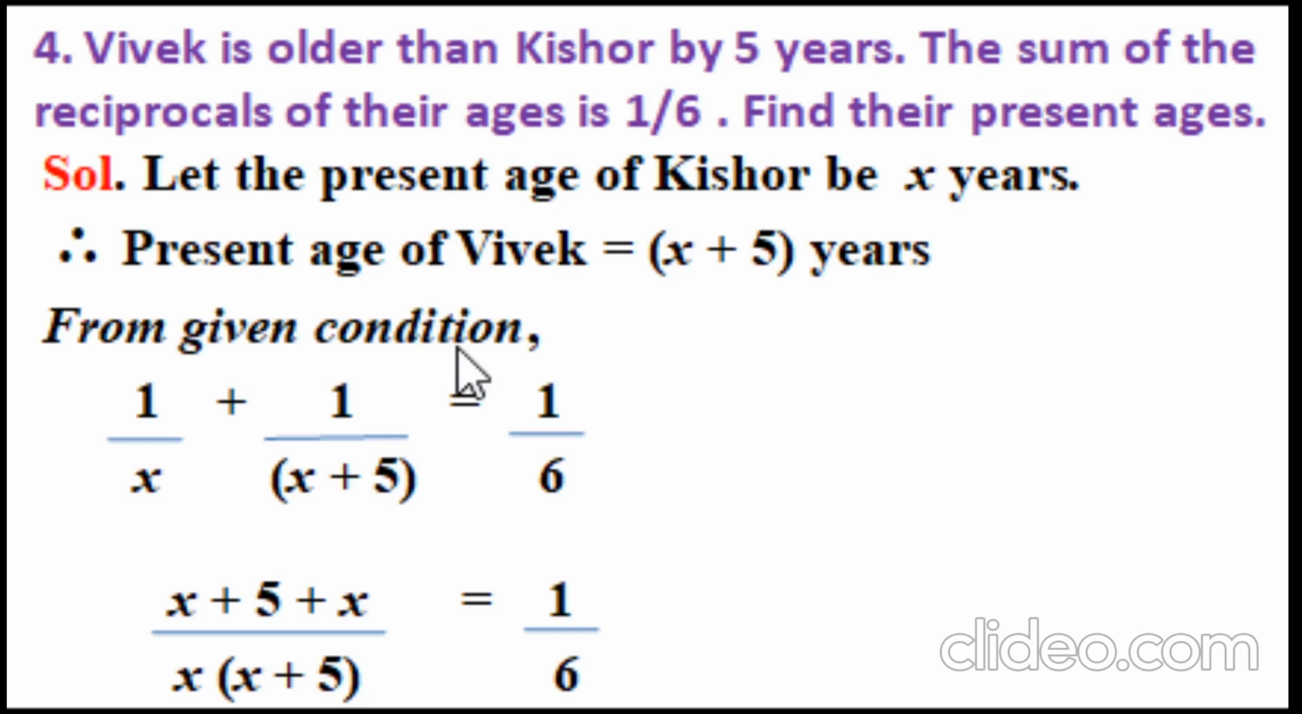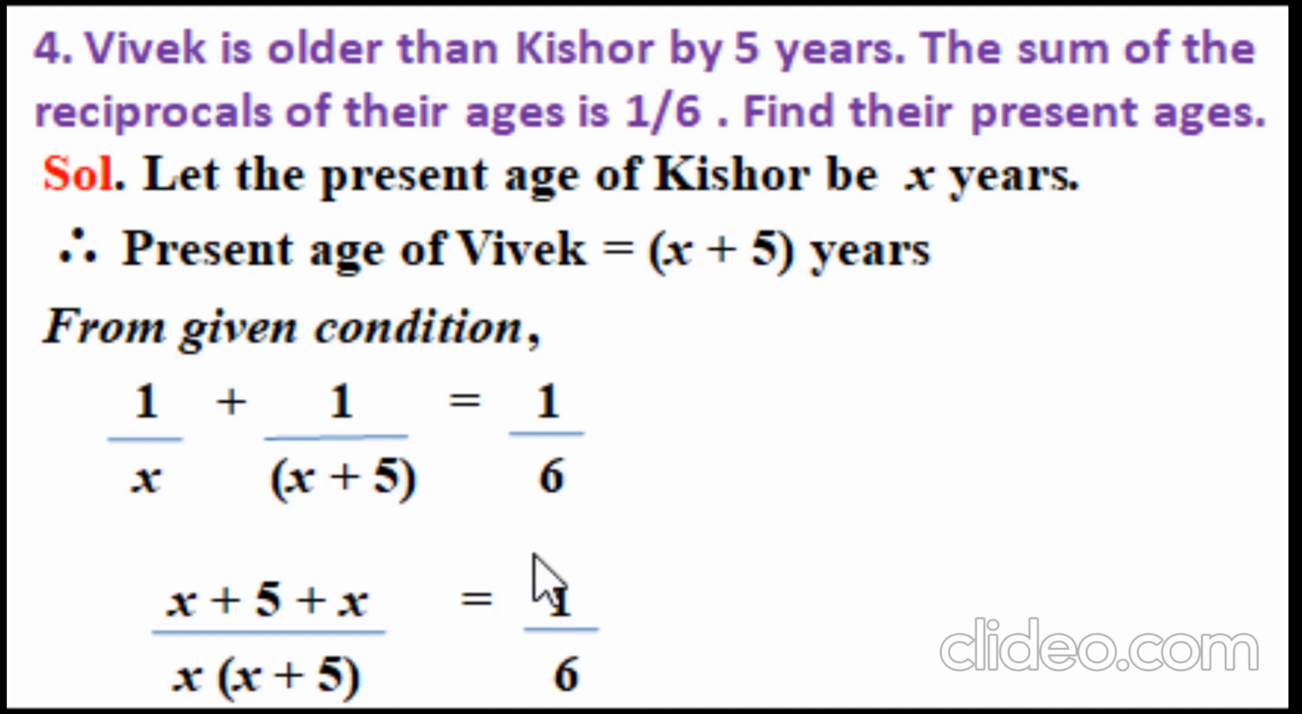From the given condition, what is the condition given? That the sum of the reciprocals of their ages is 1 upon 6. So 1 upon x plus 1 upon x plus 5 is equal to 1 upon 6. We have taken the reciprocals and the addition is 1 upon 6. Now solving this, by cross multiplying we get x plus 5 plus x upon x into x plus 5 is equal to 1 upon 6.